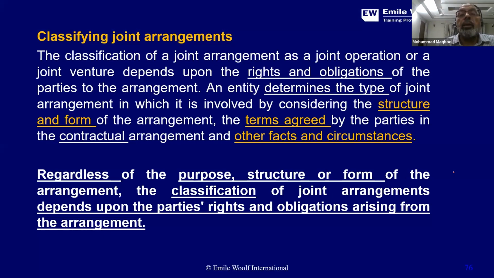Then, classifying the joint arrangement. It depends on the rights and obligations. We need to determine the type of joint arrangement by looking at the structure and form, the agreed terms of the contract, and facts and circumstances. I'll come to these with some examples. Regardless of the purpose, structure, and form of the arrangement, the classification of a joint arrangement depends upon the parties' rights and obligations arising from the arrangement. If it's a joint arrangement, then it depends whether it's a joint venture or a joint operation. First, it has to be a joint arrangement.